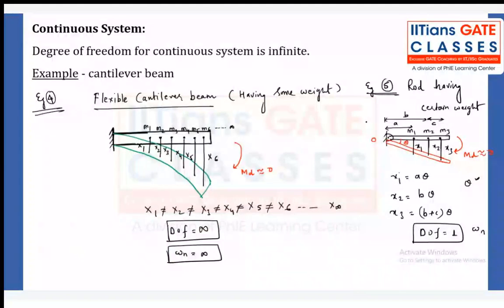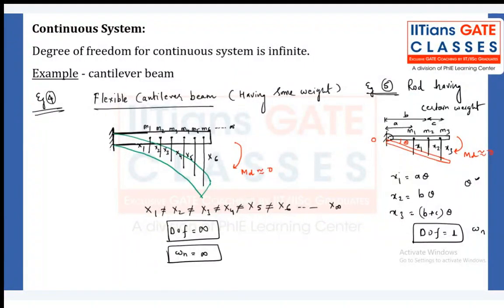Example number four. Now we are discussing a continuous system. The example is a cantilever beam, a flexible cantilever beam which has a certain weight. Suppose I disturb this rod by applying a disturbing moment. This rod has a certain mass and consists of so many masses. I can think of it as an infinite number of masses.